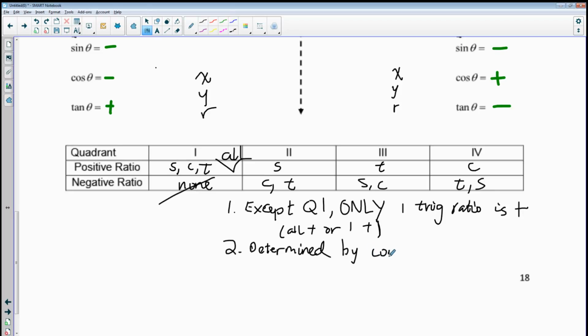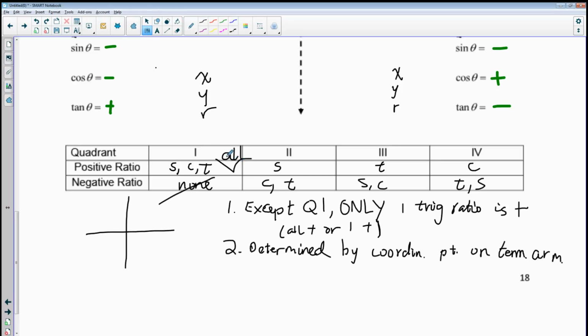By coordinate, just write the coordinate points on the terminal arm. I guess it's no surprise, considering our last lesson, right? So is there a neat way to record it? Well, there is. Just draw the coordinate plane.